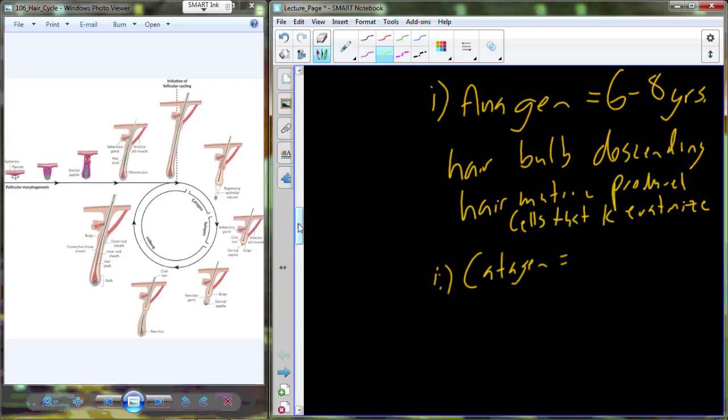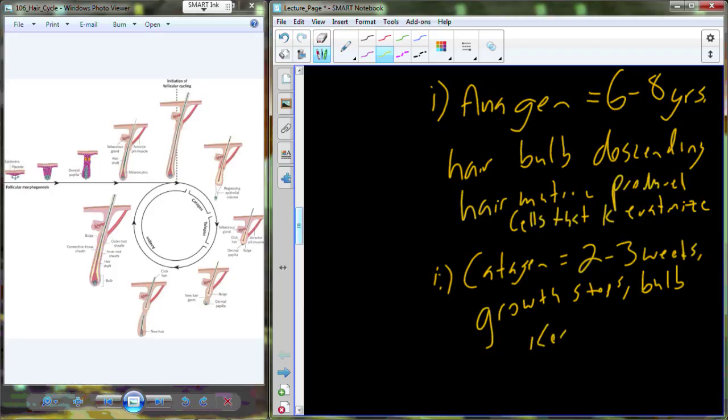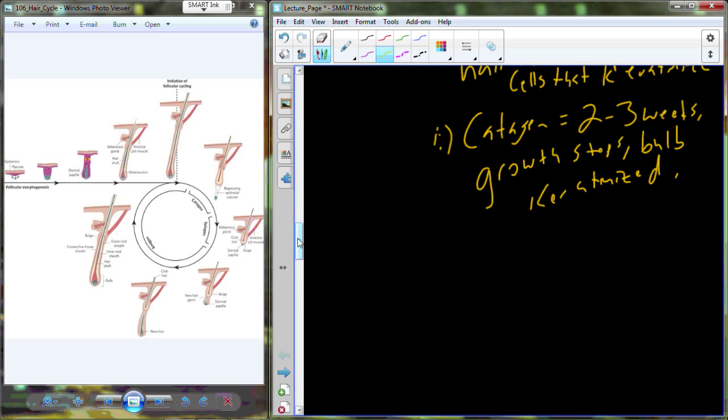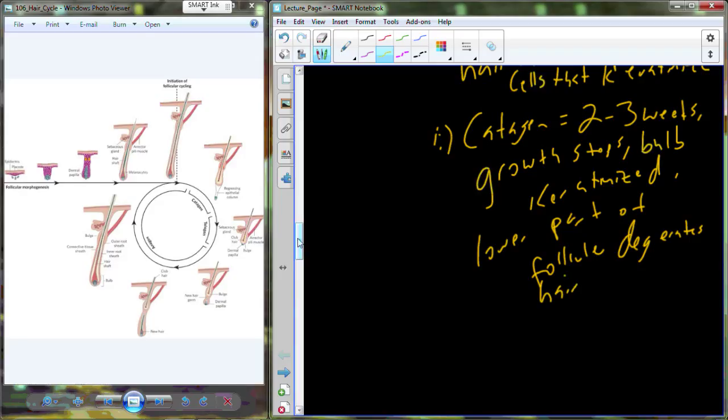Eventually, we're going to get to the next stage of the three, which is catagen. Lasts about 2 to 3 weeks. And during this time, we have stoppage of growth. The bulb itself begins to keratinize. So up here it was non-keratinized, it was dynamic and growing. Now it's beginning to keratinize, and so it's becoming more and more like the cuticle. And then the lower portion of the follicle degenerates. And as that happens, the degeneration leads to formation of a free club hair.